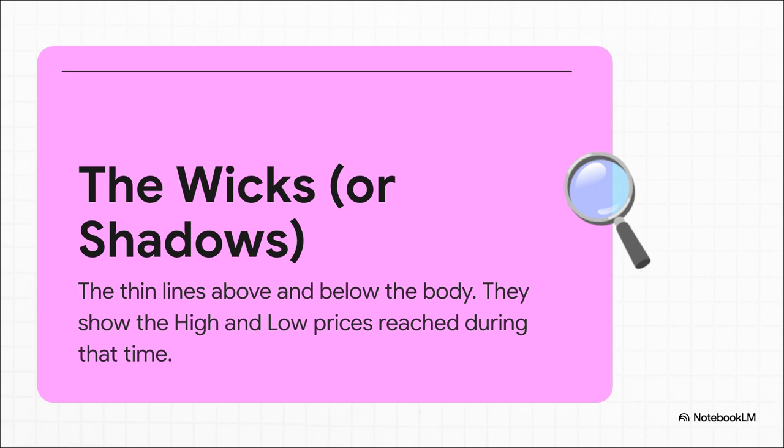Then you have the wicks. You might also hear them called shadows. They're those little thin lines sticking out of the top and bottom. These show you the most extreme prices, the absolute high and the absolute low that were hit during that same period, kind of like the high score and low score of the game.